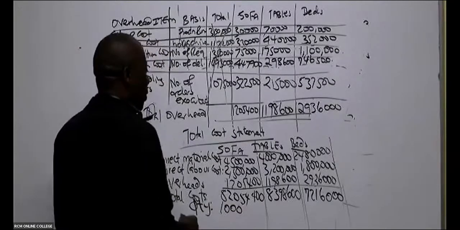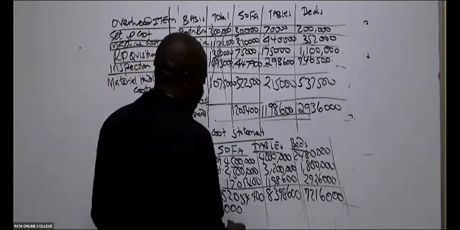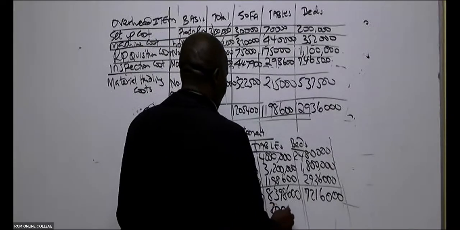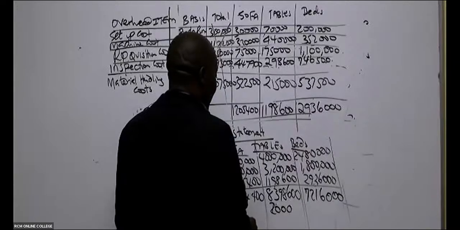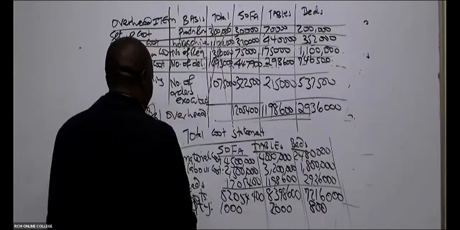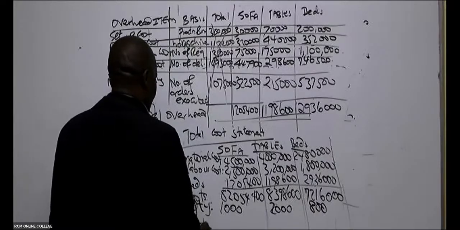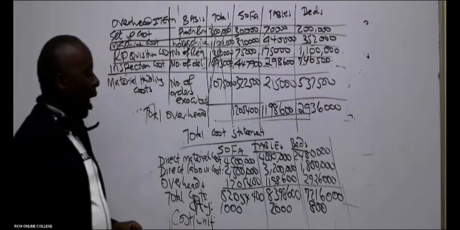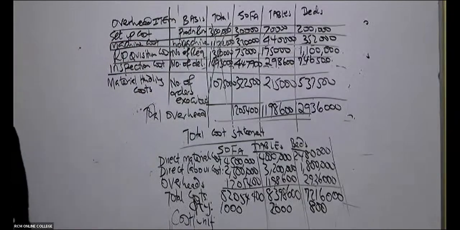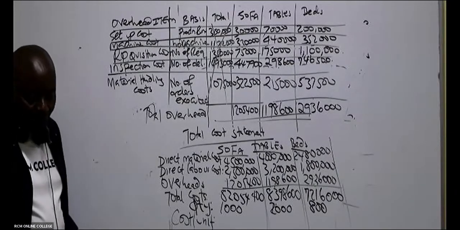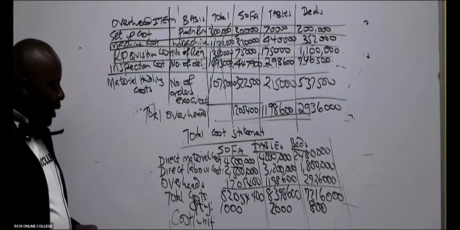How about tables? 2,000 tables. How about beds? 800. Thank you so much. So go ahead and give us cost per unit as we say hooray and go home. So yes, for sofa, it's supposed to be 82,05,400.